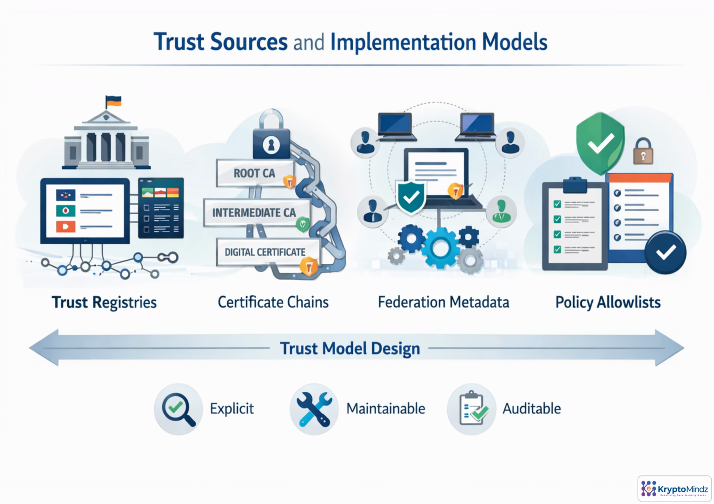Every trust model needs a primary source of truth. Trust registries let an ecosystem publish who is allowed to issue what. Certificate chains rely on PKI roots and intermediates to validate signatures. Federation metadata shares signed descriptions of participants and their endpoints. And local allow lists apply your organization's risk policy to issuers and schemas. In practice, you'll often combine these, but whatever you choose must be explicit, maintainable, and fully auditable.